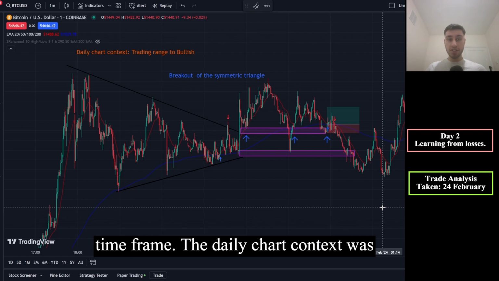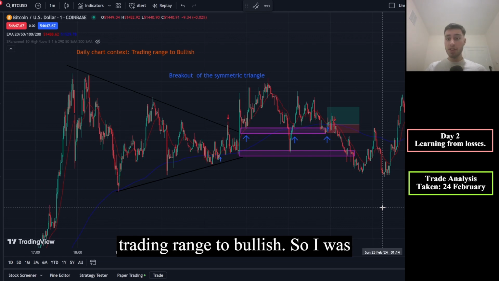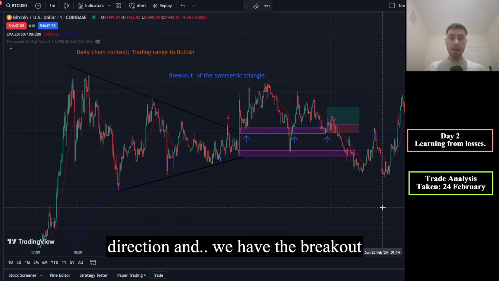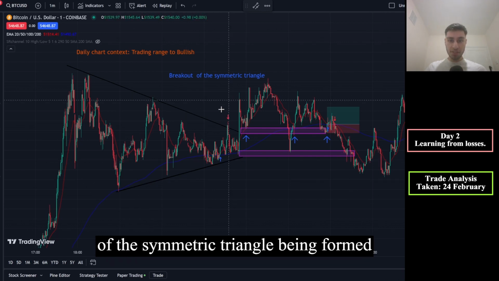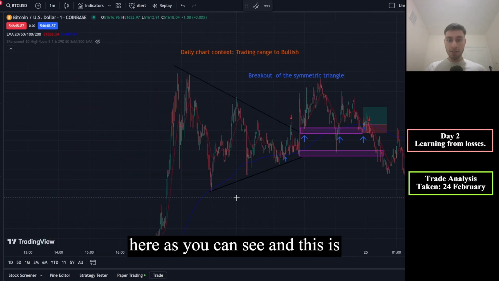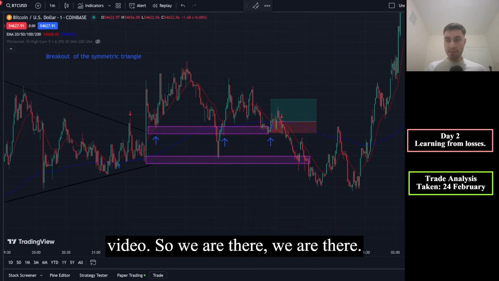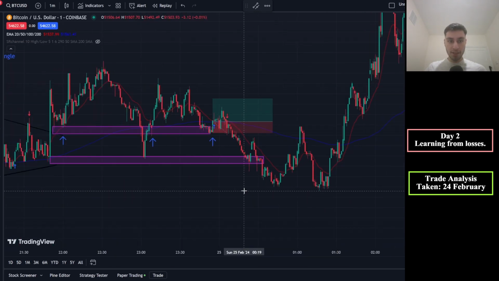The daily chart context was trading range to bullish. So I was looking for bullish trades, or in the long direction, and we had the breakout of the symmetric triangle being formed here, as you can see. And this is something I discussed in the previous video. So we are there. This is all that has happened.